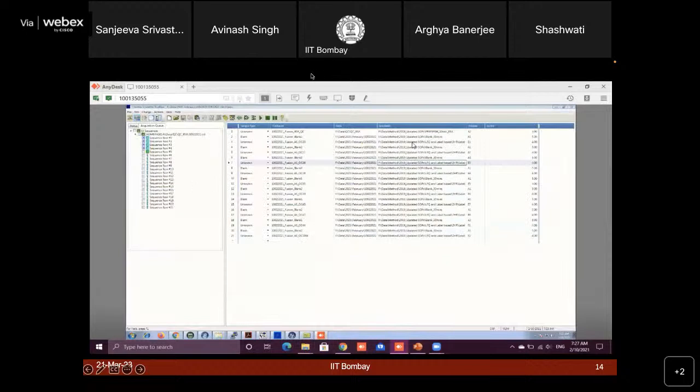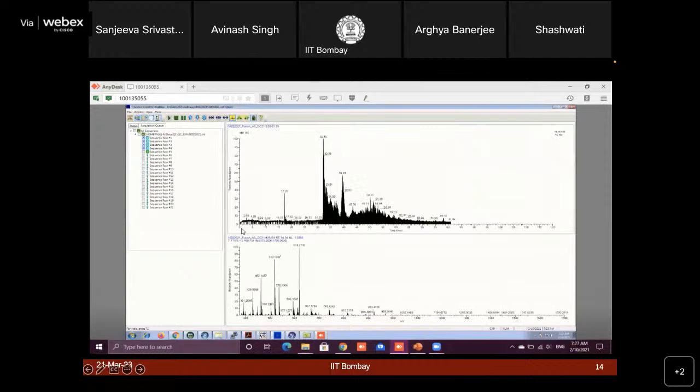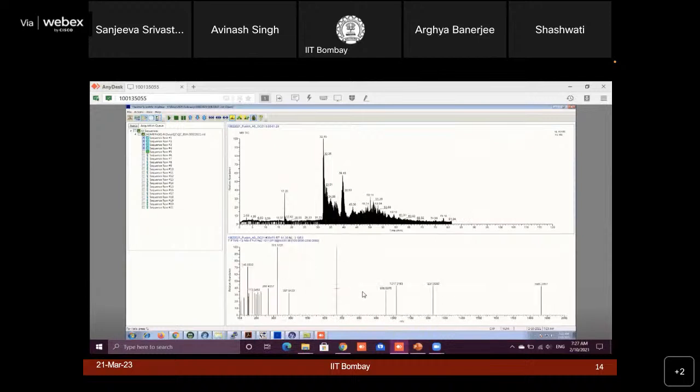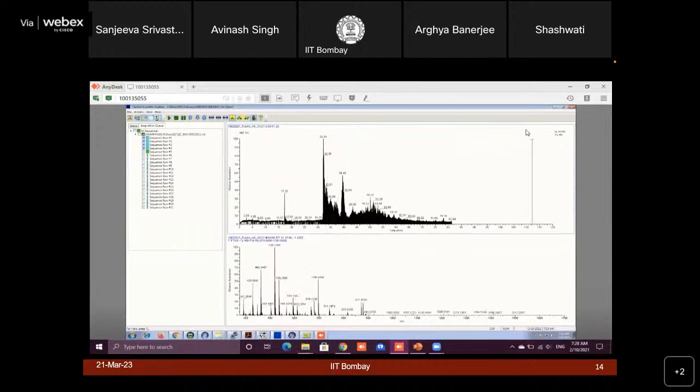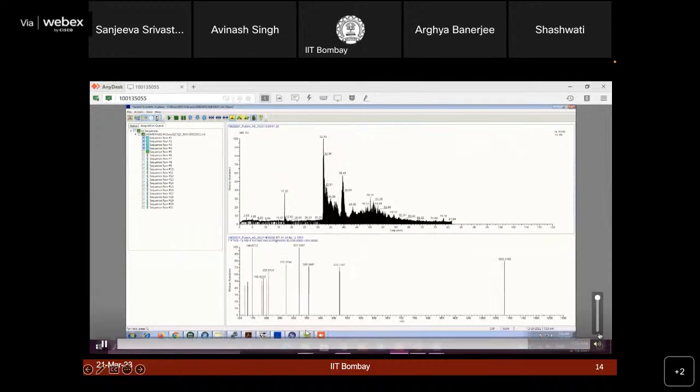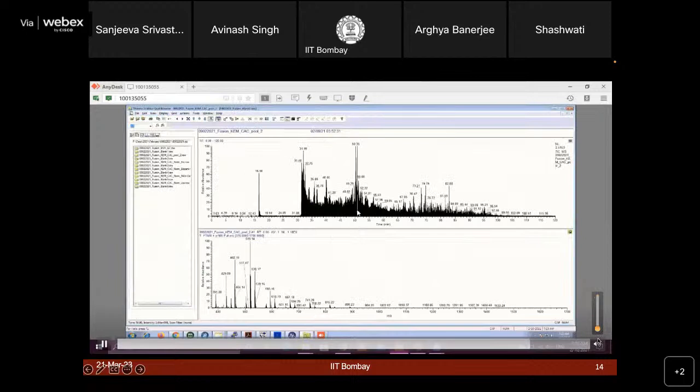So you can see the sample method has been lined up, and this is how the sample acquisition will begin. This is from 0 to 120 minutes. Here we are increasing from 5% of B to 90% of B, and by the time it goes, the peptides are eluting from the column. You can monitor it on the real-time scale. You can see the peptides coming out, and you can also observe remotely what the quality is.